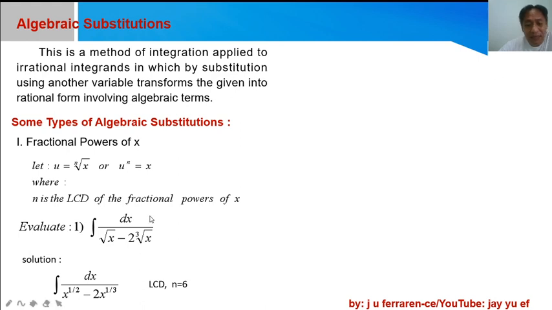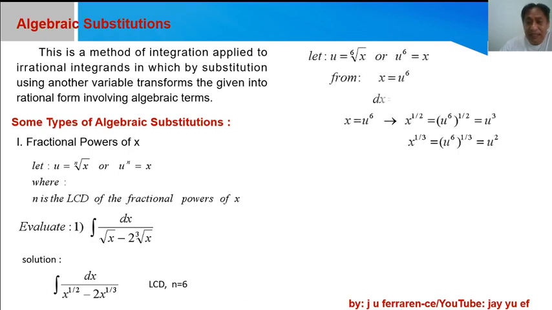So, what is the substitution to be made? You can let u be equal to the sixth root of x, or you can have u to the power 6 equal to x. Now, we need dx here because in our given, we have a dx. Aside from that, we also have x to the power 1/2, wherein we have to identify what expression can be a substitute of this in terms of u. Now, if x is equal to u to the power 6, then we can take its differential. The dx of which, by the power rule, is 6u to the 5th power du.